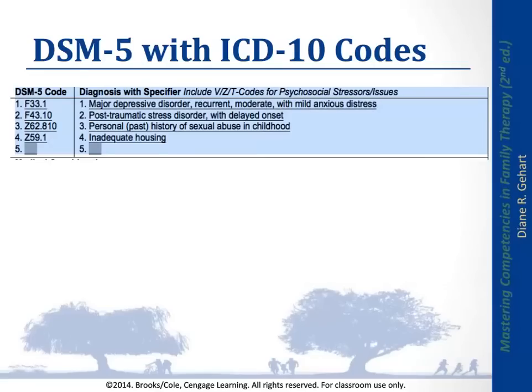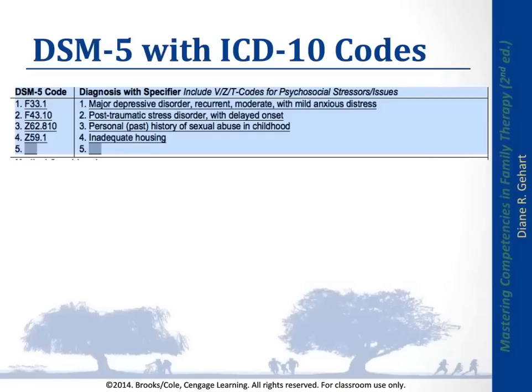Okay, so here we are with the fabled DSM-5 with ICD-10 codes. Everyone's been waiting to see it. So this is what it's going to look like starting October 2014. And basically you'll see again here there is a code, the F33.1, and it's major depressive disorder, recurrent, moderate with mild anxious distress, exact same diagnosis.